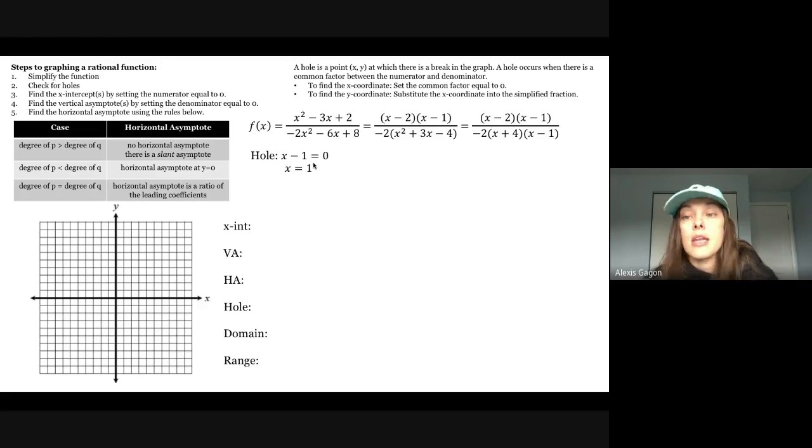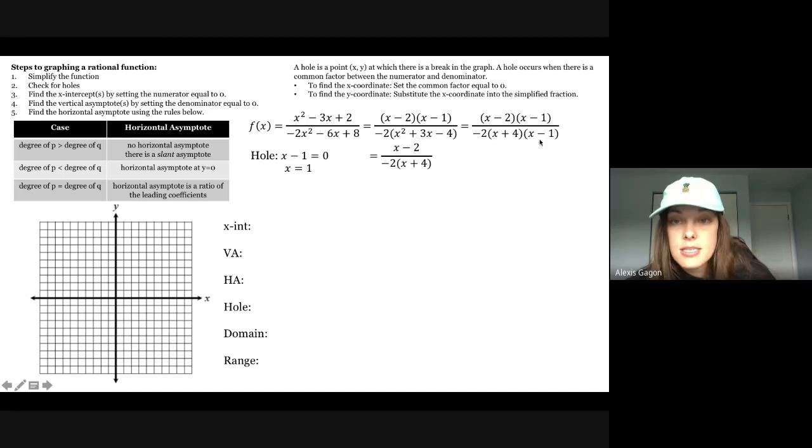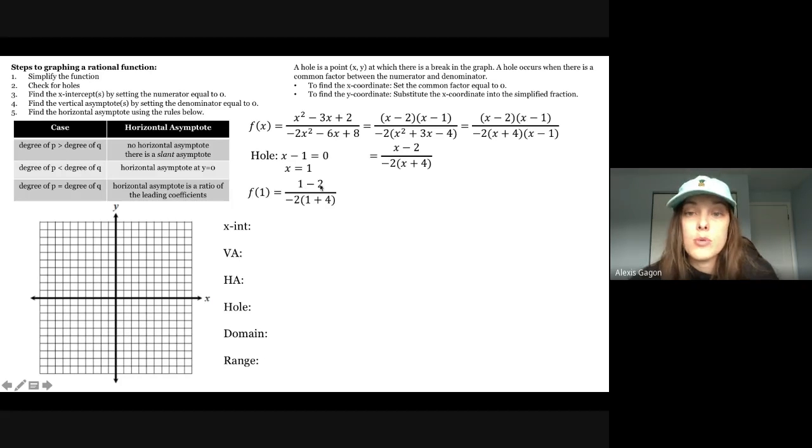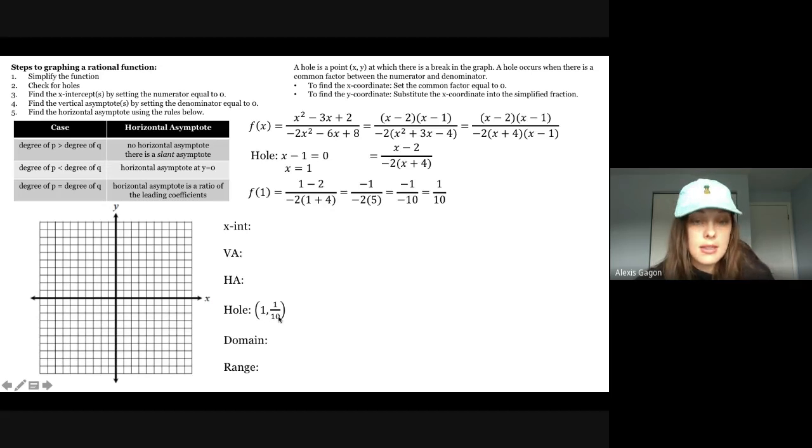Okay. Now we have to find the y-coordinate to that hole. So I'm just going to cancel these, and we're left with x minus 2 over negative 2 times x plus 4. And I'm going to plug in 1 to this equation here. So f of 1 is going to be 1 minus 2 over negative 2 times 1 plus 4. Well, 1 minus 2 is negative 1, and then 1 plus 4 is 5, so that's going to be negative 1 over negative 10, which is 1/10. Okay, so that means I have a hole at 1, 1/10.